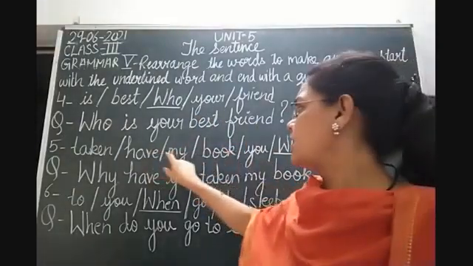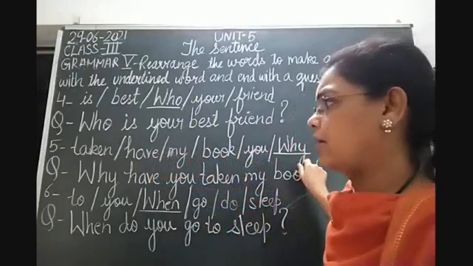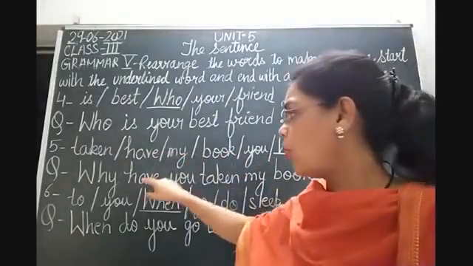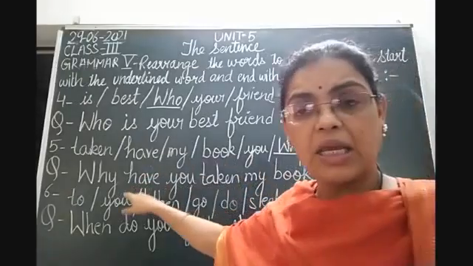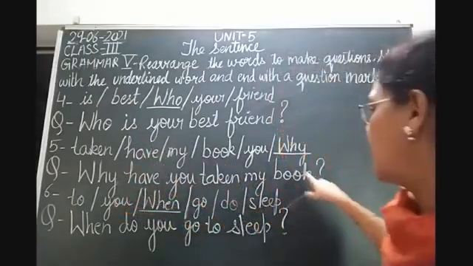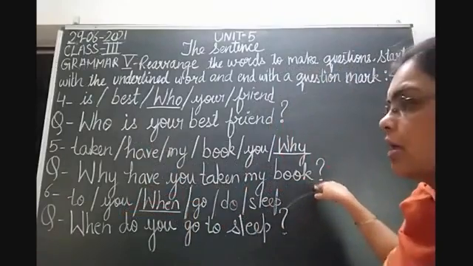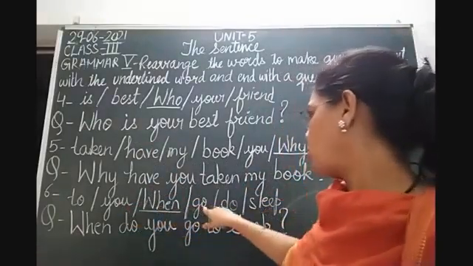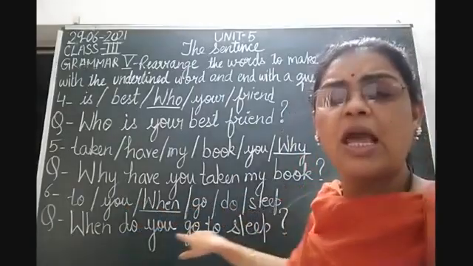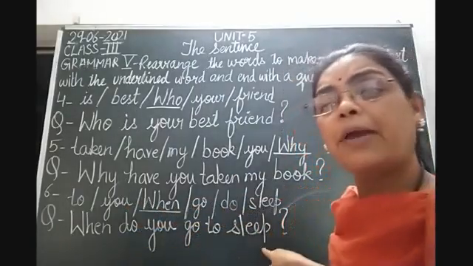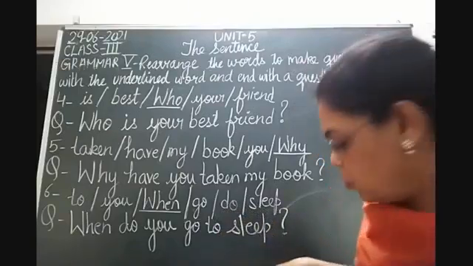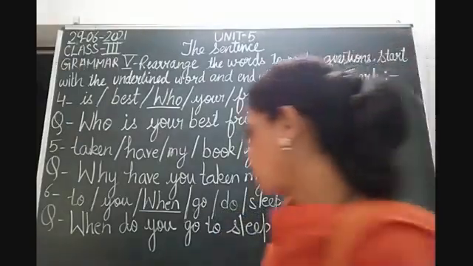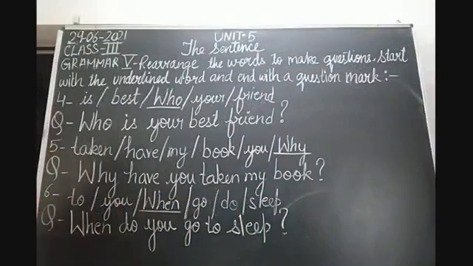Then fifth, taken have my book you why. What will the question be? Why have you taken my book? Why is underlined, we started with why, W of why will be capital, and at the end a question mark. Then the sixth one, to you when go do sleep. The question is, when do you go to sleep? At the end a question mark. There are 6 words above, 6 words below. So I hope everyone is done. So now I'm going to erase these and write the 7th one.